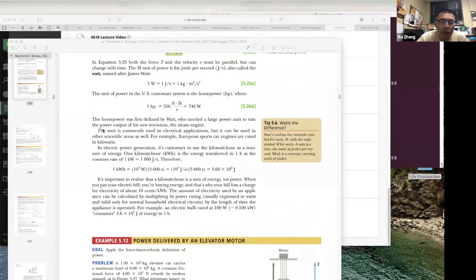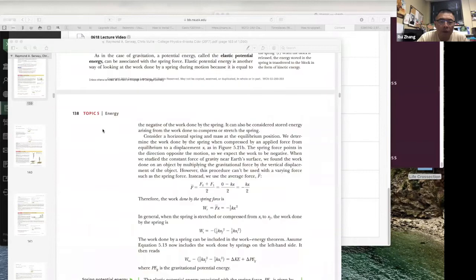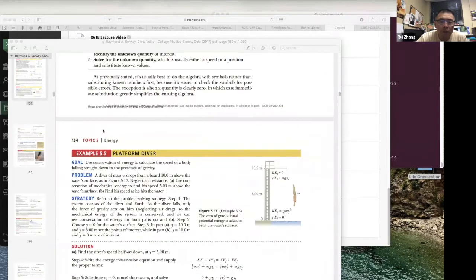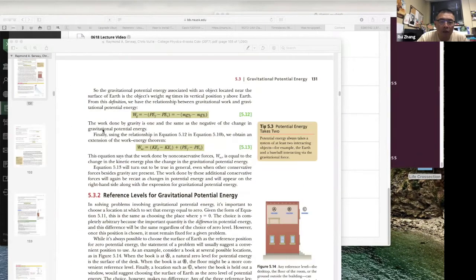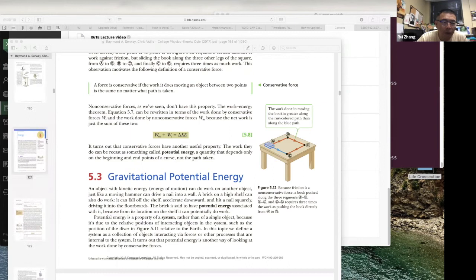So again, as I said, we're going to talk about energy. So this is what the chapter looks like in your book. I guess this is too much, too fast. I just want to show you maybe the first page. Okay, so this is energy.